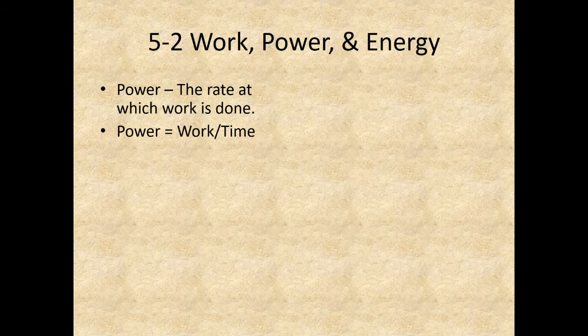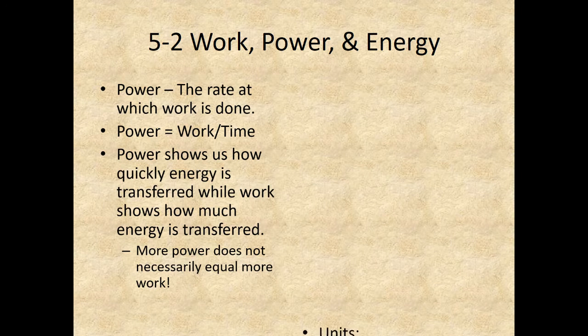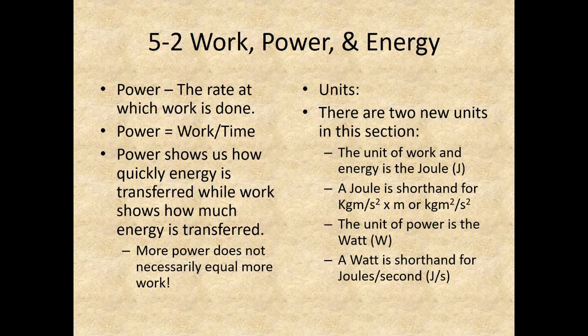Now, power is a related quantity. Power is the rate at which work is done. So, rate means a change relative to time. Work is already the change in energy. So power is just simply the amount of work done divided by however long it takes for that change to occur.